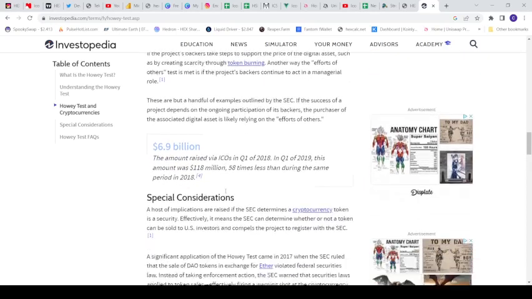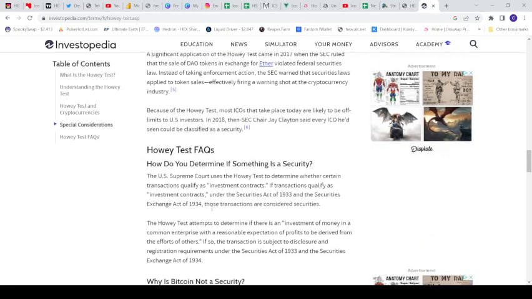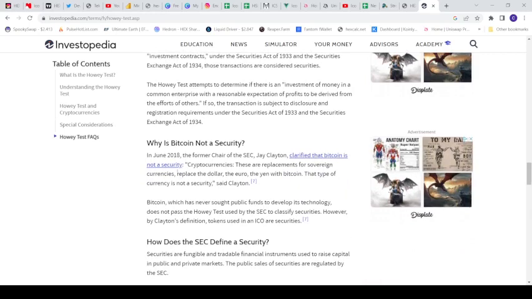So yeah, that's pretty much all there is to it, right? It's pretty easy. So here it goes through why Bitcoin is not a security. Bitcoin, which has never sought funds to develop its technology, does not pass the Howey test used by the SEC. However, by Clayton's definition, tokens used in an ICO are securities.